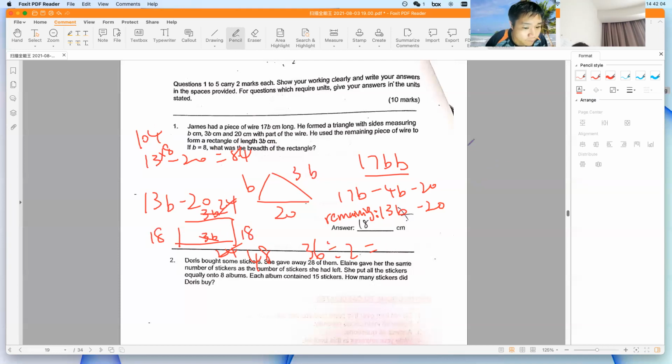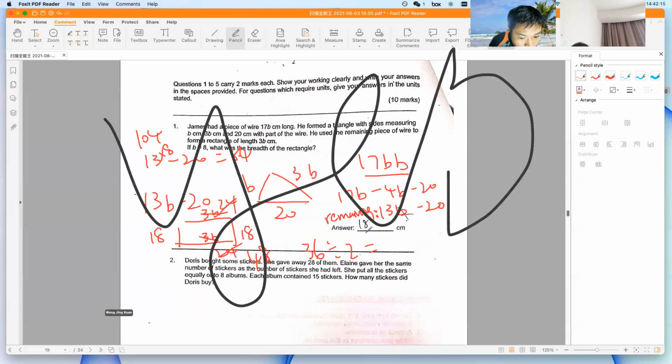Let me double check. So the answer 18 is wrong. Am I right? So what is the answer in the answer sheet? What's the answer given by the answer sheet?